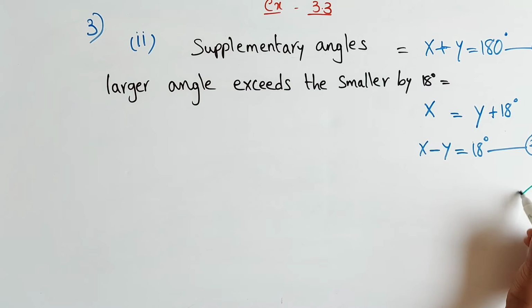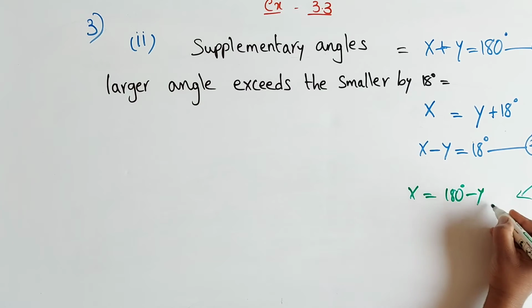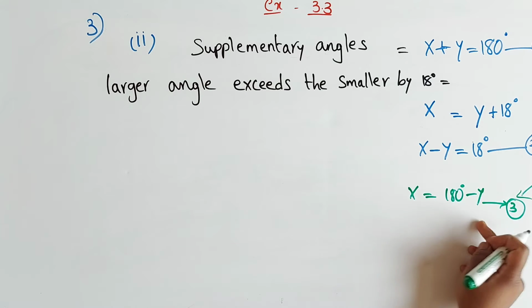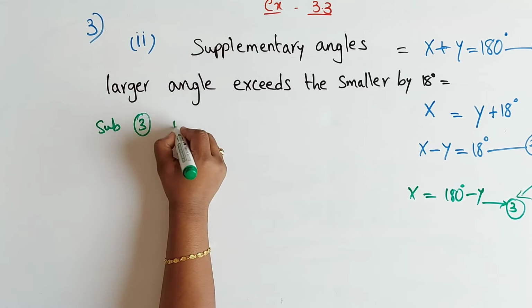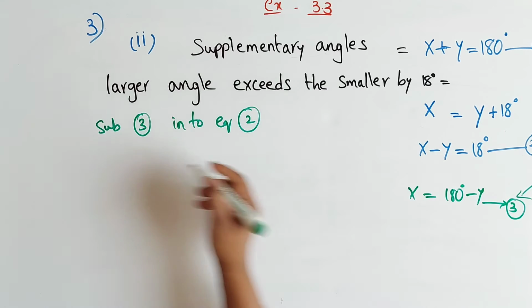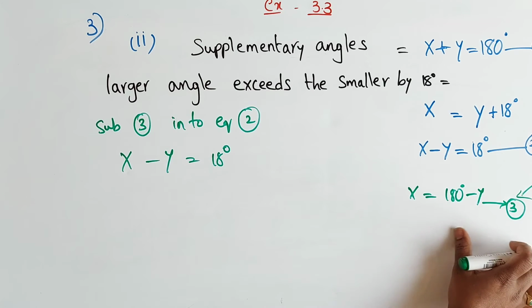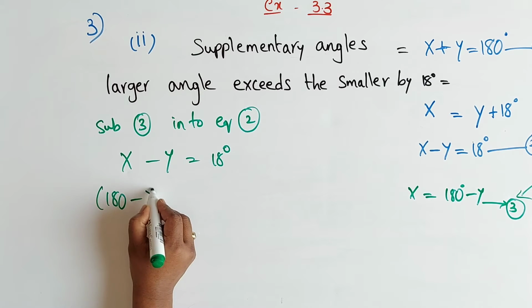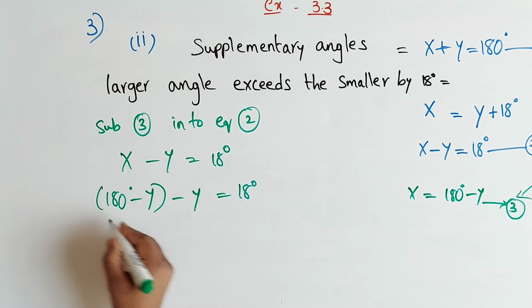From the first equation, we can write x equal to 180 degrees minus y, children. Let us take this as the third equation. Now substitute the third equation into equation 2. x minus y equal to 18 degrees. Correct, children? But x equal to 180 minus y. In place of x, I am writing 180 minus y, equal to 18 degrees, children.